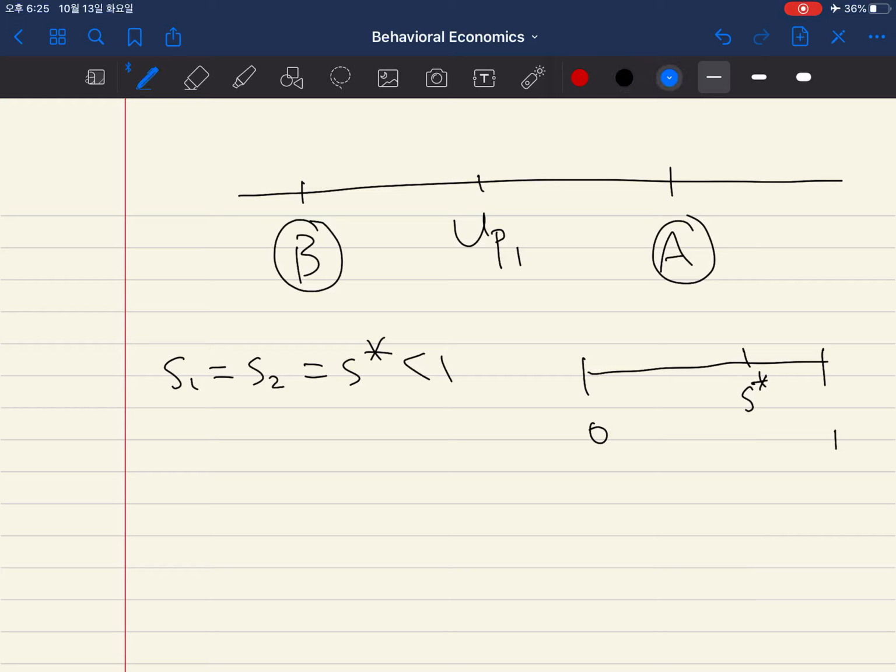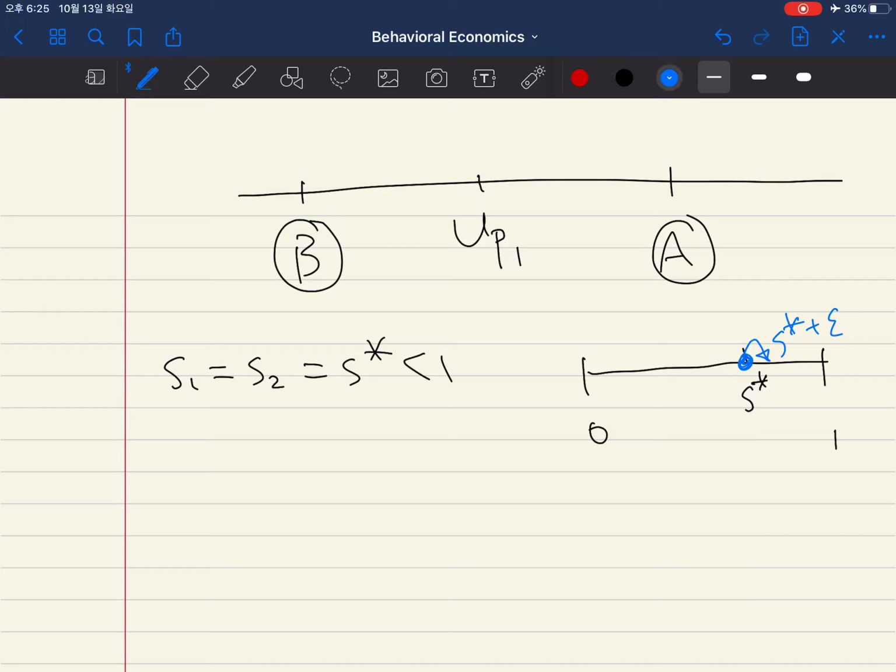Now suppose first proposal changes its choice to S star plus epsilon. So first proposal and second proposal are offering exactly S star under the current situation. Now imagine first proposal is changing its choice, and this new choice is S star plus epsilon. So first proposal slightly outbids the other proposal. And let's see what is going to happen to first proposal's payoff.